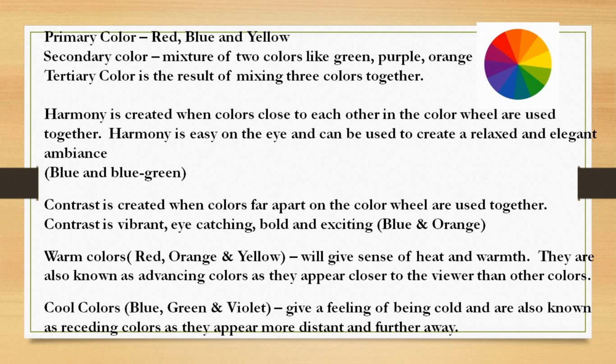So next coming to cool colors. Blue, green and violet are called cool colors. They give a feeling of being cold and they are also known as receding colors. Why? Because they appear more distant and further away.